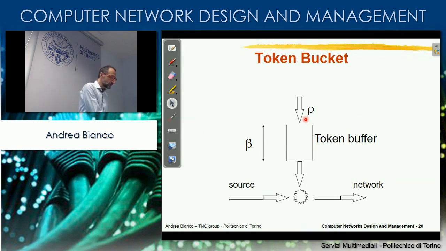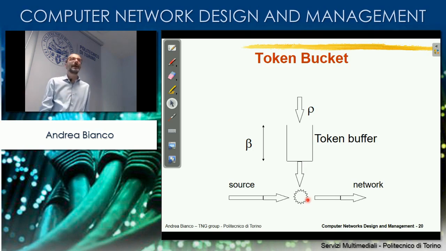The rule for regulation is that you generate packets as you want, and you can get sent into the network only if there is one token. So you generate a packet, and the packet waits until at least one token is generated. When there is one token, you take the token, you get out, and you throw away the token.